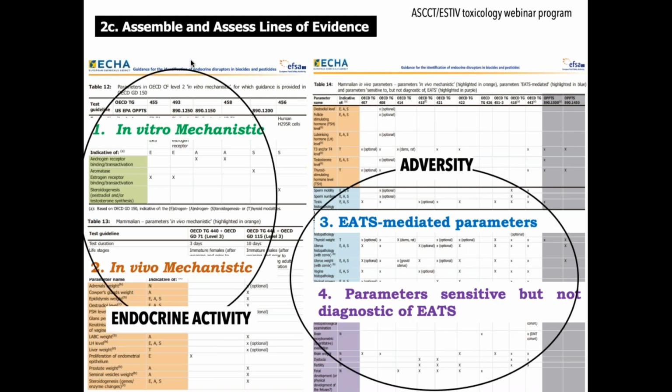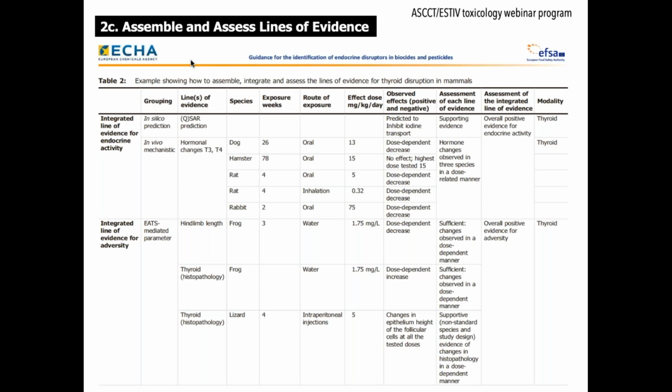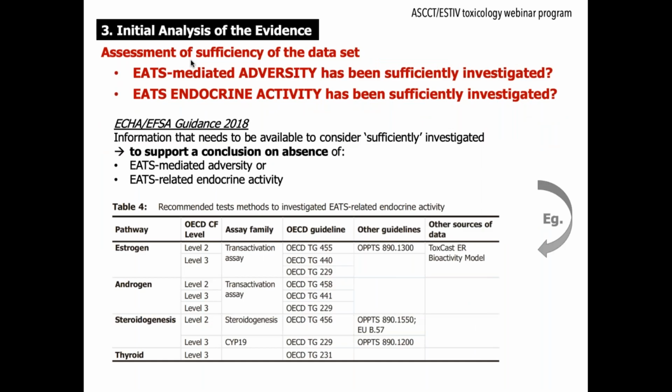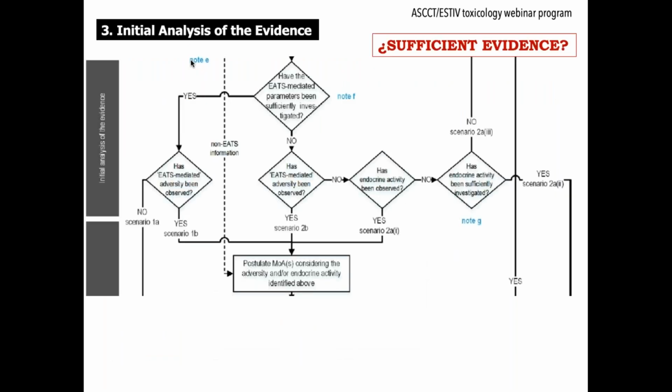And this is an example of what assembling and integrating the lines of evidence from the guidance looks like. And then we move on to the third step, the initial analysis of the evidence, which consists of assessing if its mediated adversity or its endocrine activity has been sufficiently investigated based on the recommended assays.